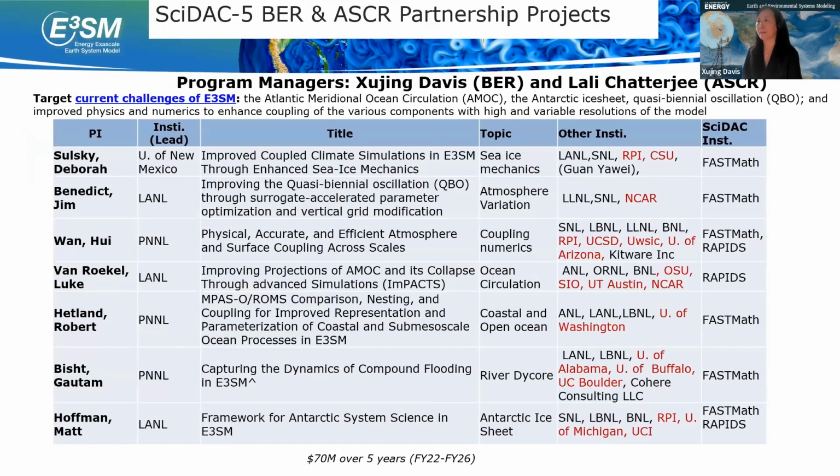Next, please. So here is a list of the SciDec projects we are currently supporting. There are 7 projects in total. As you can see, they cover almost each component of EESM, from atmosphere to ocean, sea ice, land ice, and river, and also the coupling between the atmosphere component and other components. For each of the 7 projects, we have participation from different universities. This is a partnership between BER and ASCR, as I mentioned a little earlier. They are all 5-year projects with a total budget of 70 million.